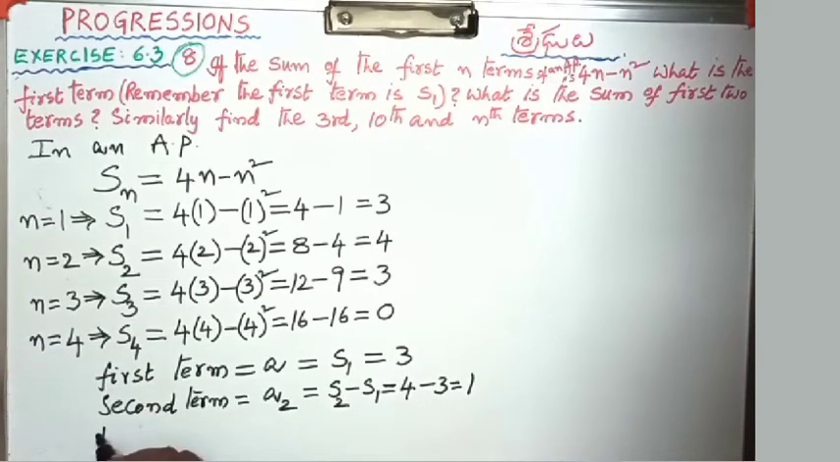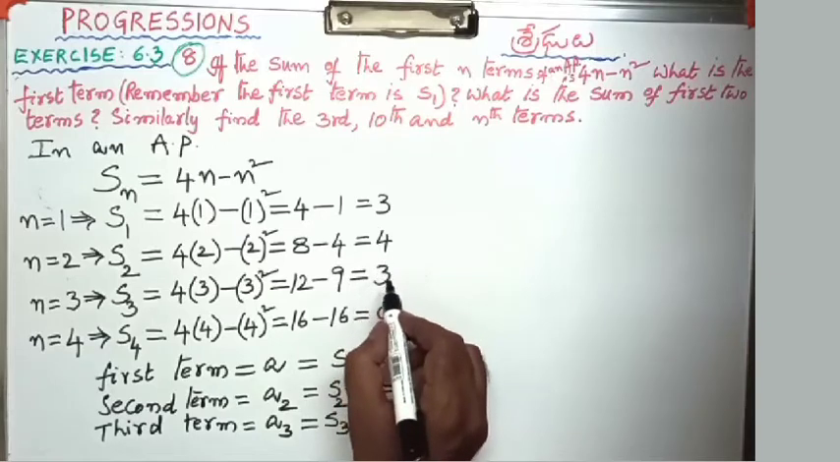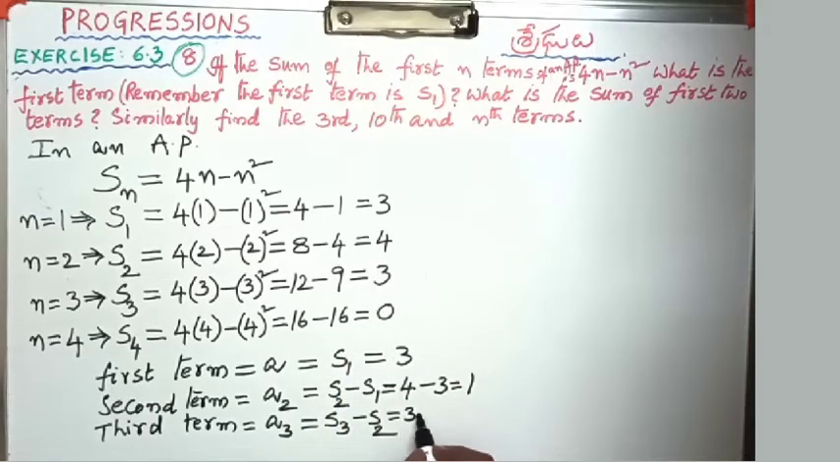Similarly, let us find the third term also. The third term A3 is equal to S3 minus S2. What is the S3 value? 3, minus the S2 value, 4. 3 minus 4 is -1.